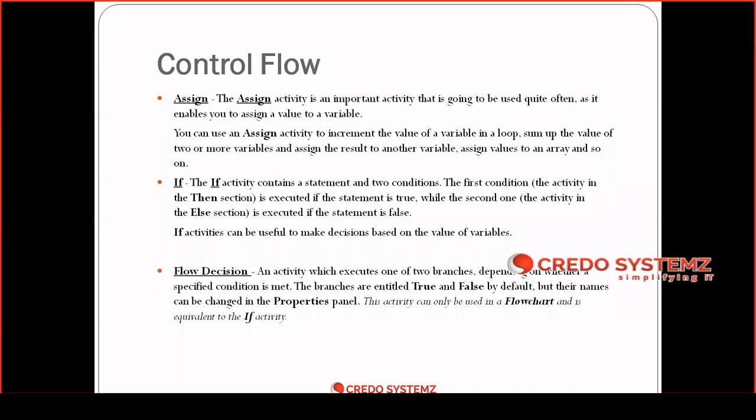Okay, then we had something called the control flow. Control flow activities are the activities which are going to control the flow of the operation. Repetitive actions, if you want to do some equations, or if you want to assign a particular counter, those kinds of operations which control the flow of the execution are called control flow activities.